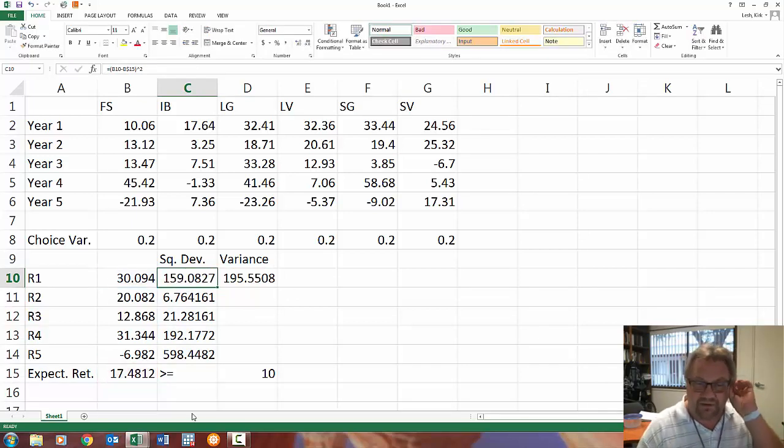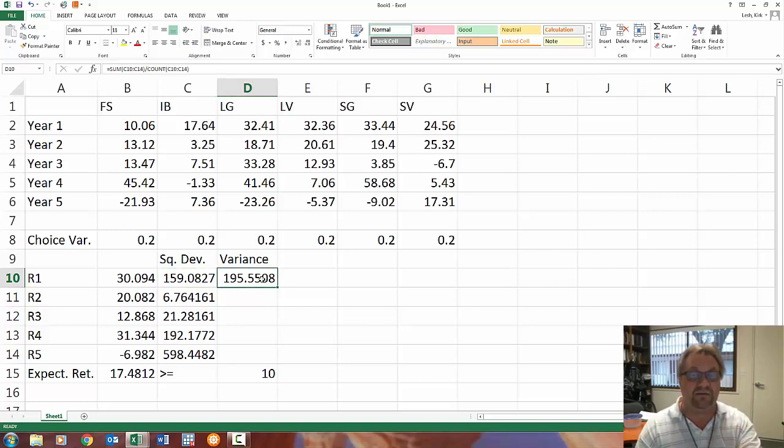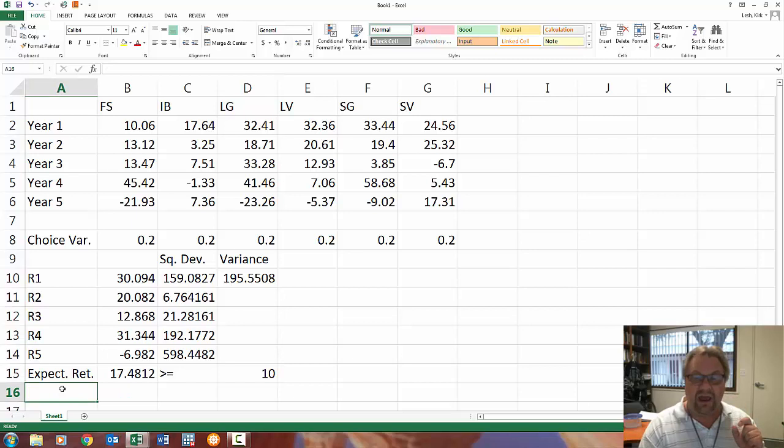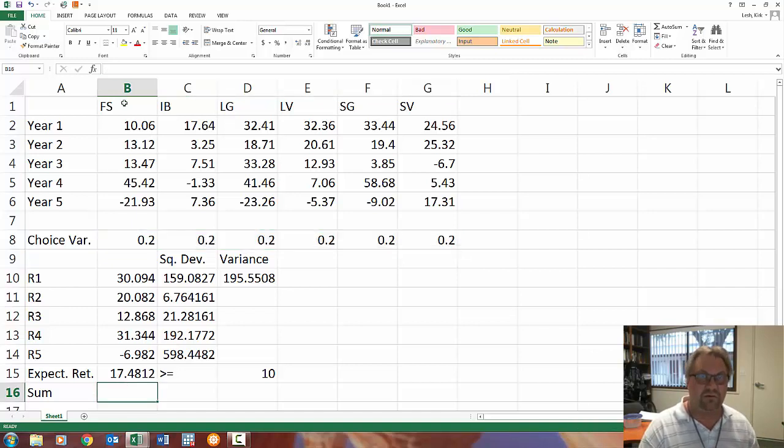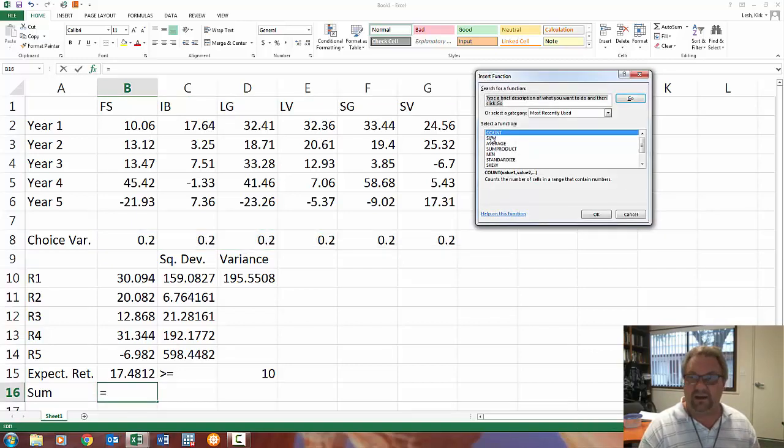Okay, so what this problem calls for is I want to minimize the variance of my portfolio subject to getting at least 10%, all right? And then I do have one more constraint, and I guess I'll call that the sum. So this is that the sum of my choice variables has to equal 1. So let's do that. I'm just going to go to sum.